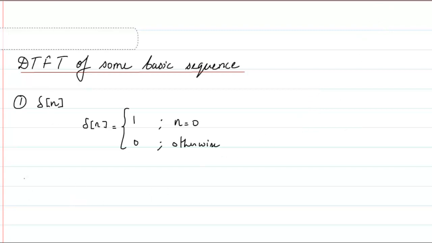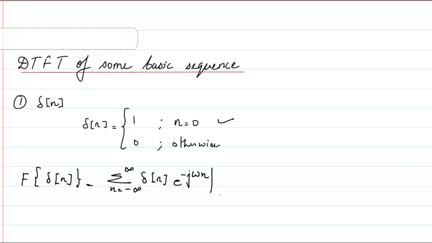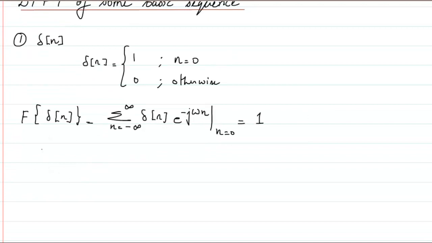To find the Fourier transform of delta n, we use the equation: summation n is equal to minus infinity to infinity delta n e raised to power minus j omega n. Since delta n exists only for n is equal to 0, the whole summation is at only n is equal to 0. If I put n is equal to 0 in e raised to power minus j omega n, it becomes 1, and delta 0 is equal to 1. So the answer is 1. Hence we can write delta n DTFT, discrete time Fourier transform, is 1.